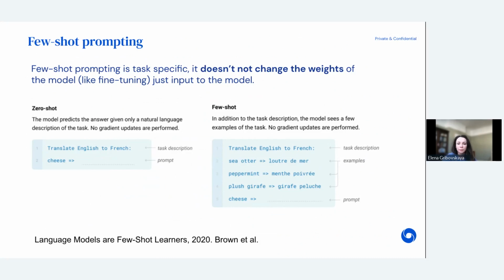So this is different to fine-tuning because essentially no updates of the model parameters happen here. The few-shot examples are presented to the model through the prompt.